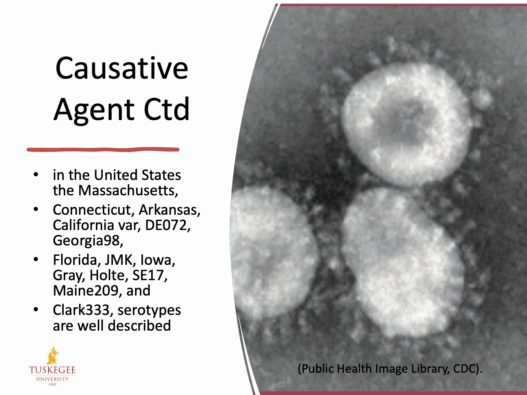So in the United States, we have endemic strains. Some of these strains that are endemic to the United States include the Massachusetts strain, the Connecticut, Arkansas, California variant, DE072, Georgia 98, Florida, GMK, Iowa, Gray, Alt, SE17, Maine 209, and Clark 33. So these serotypes have been well described in the United States.